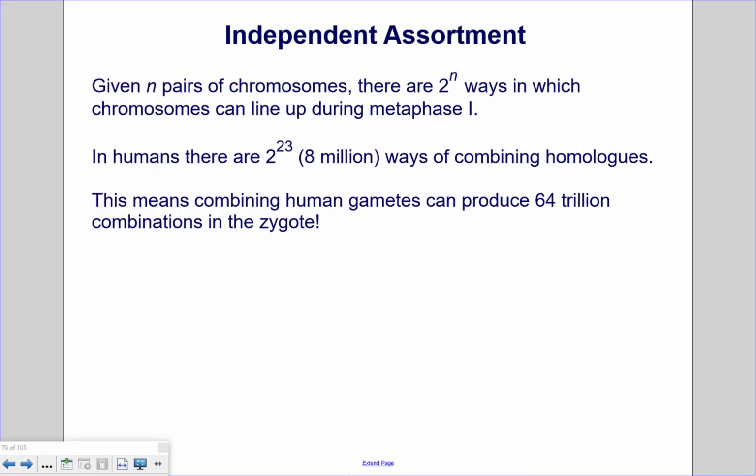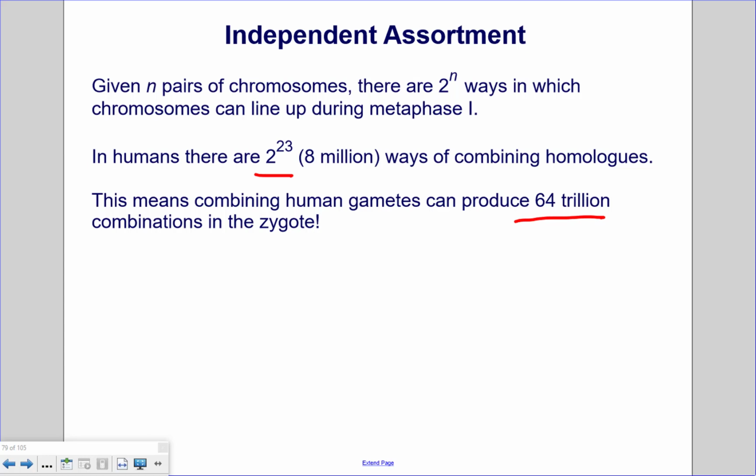Independent assortment. Given n pairs of chromosomes, there are 2 to the n ways in which chromosomes can line up during Metaphase I. In humans, there are 2 to the 23rd, or 8 million ways of combining homologs. The reason why we have that number 2 to the 23rd is because we have 23 sets of chromosomes and 2 chromosomes in every pair. So this means that combining human gametes can produce 64 trillion combinations in the zygote.